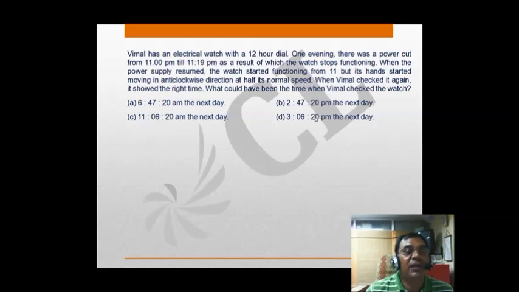Vimal had his electrical watch with a 12-hour dial. On one evening there was a power cut from 11 p.m. to 11:19 p.m. The watch stopped functioning. When the power supply resumed, the watch started functioning from 11, but its hands started moving in the anti-clockwise direction at half its normal speed. Okay, we checked it again. It showed the right time. What was the time when we checked the watch?